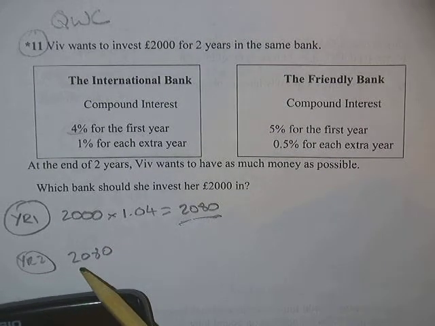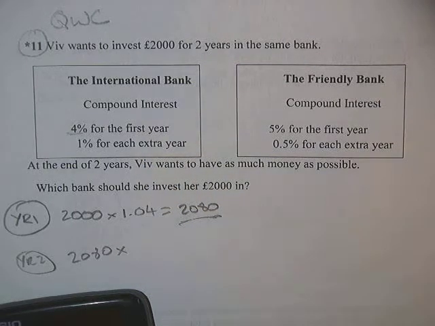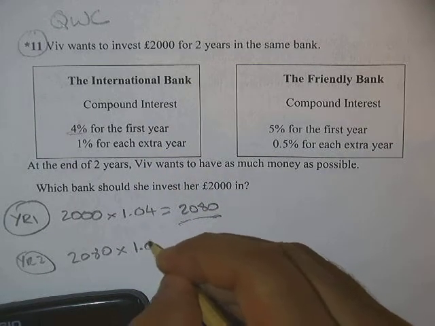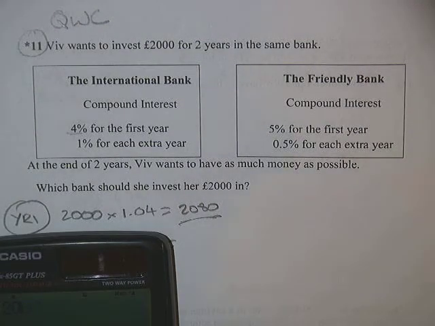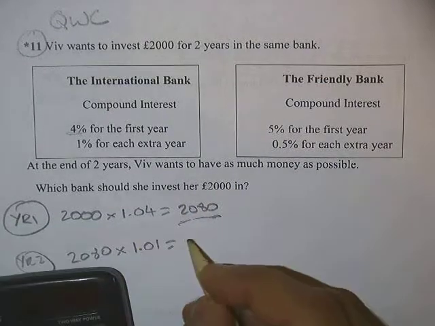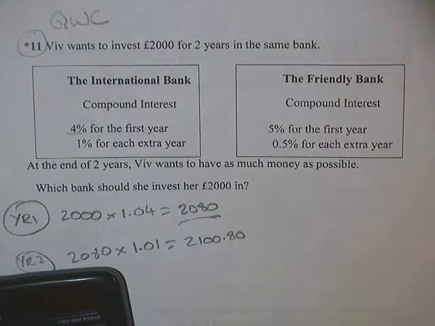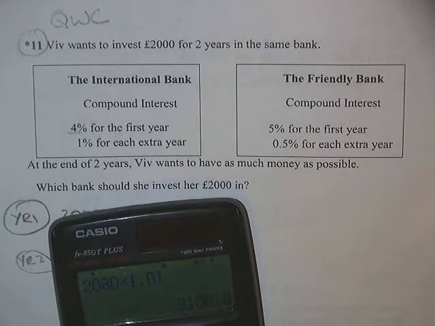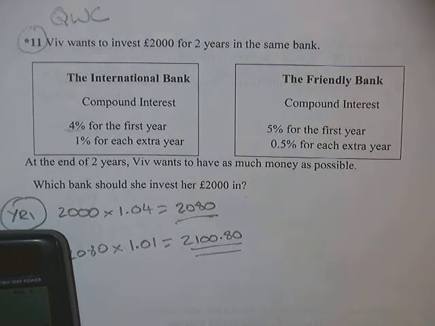So at the end of year 1, that's what you've got. So that's your new value at the beginning of year 2. You're only going to get 1% now, so our multiplier now is going to be 1.01. Don't put 1.1 in, that's 10%. 2,080 times 1.01 equals, SD button if required. We get an answer of £2,100 and 0.8, which is on the calculator. You get 0.8, that's 80 pence. So we know that's our total answer for the investment after 2 years in the international bank.